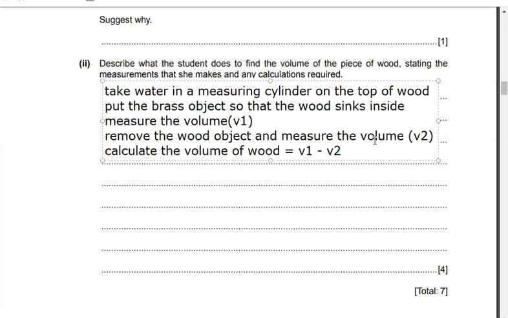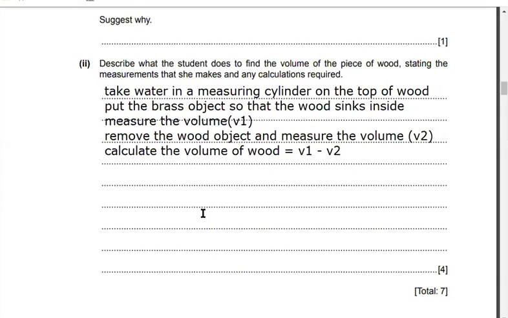Okay, so this is what is expected in your answer. Make sure you write your answer in this way. If you write something like this, you will get full marks. Moving on to the next question.